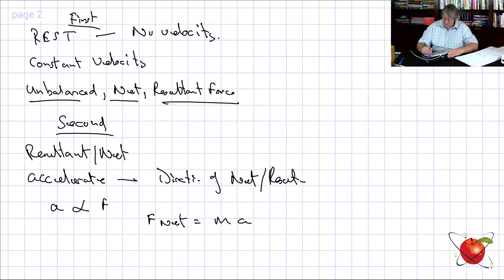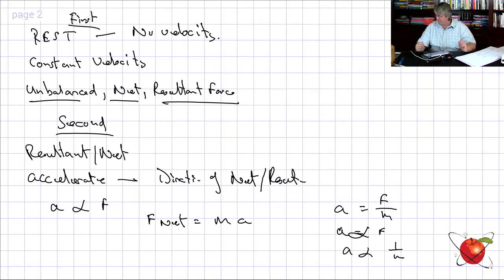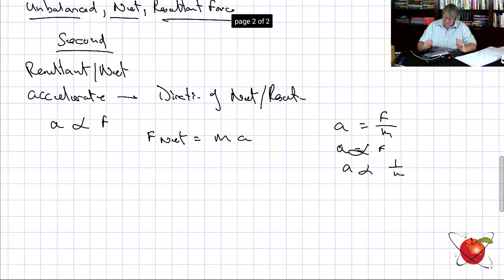How do they get those others, for those who want to know? a is equal to F over m, which means a is directly proportional to F, and a is proportional to 1 over the mass. That's where that comes from. Okay. Right, now, let's just unpack this for a quick session with logic, okay? Let's unpack this and look at the logic of it.